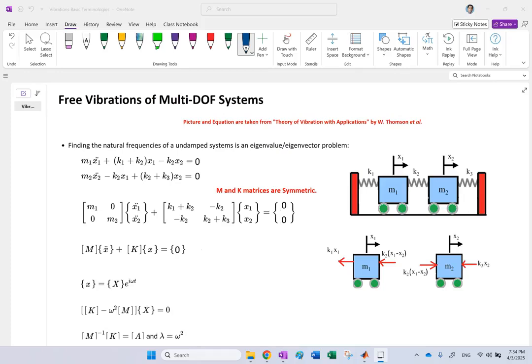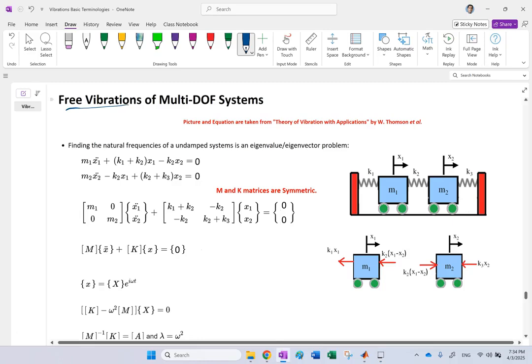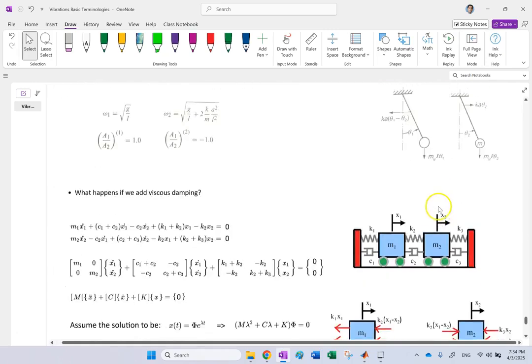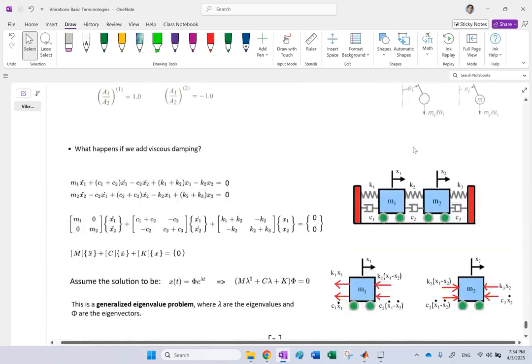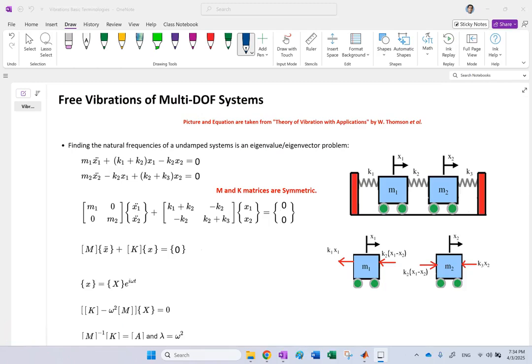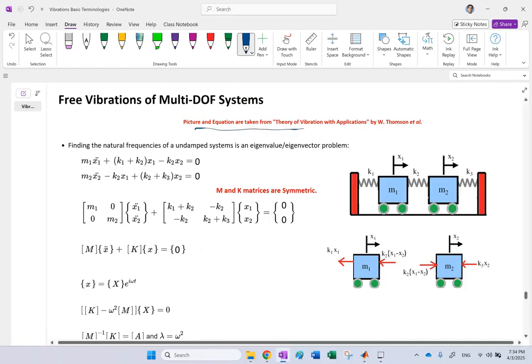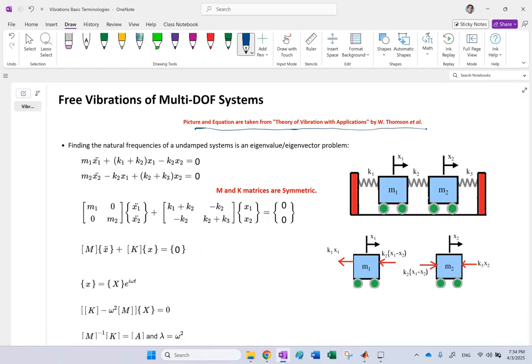Hello everyone. In this video, we are going to look at vibrations of multi-degree of freedom systems. So any system that has more than one DOF, and we're going to focus on free vibrations. But the system can or cannot have damping. So first we start with systems with no damping, and then we're going to end up with systems that have damping. Our pictures and equations are coming from Theory of Vibrations with Applications by William Thomson et al.